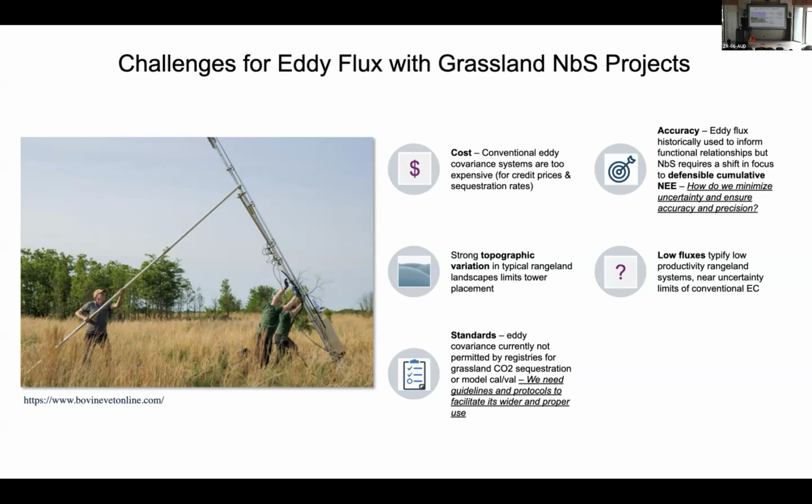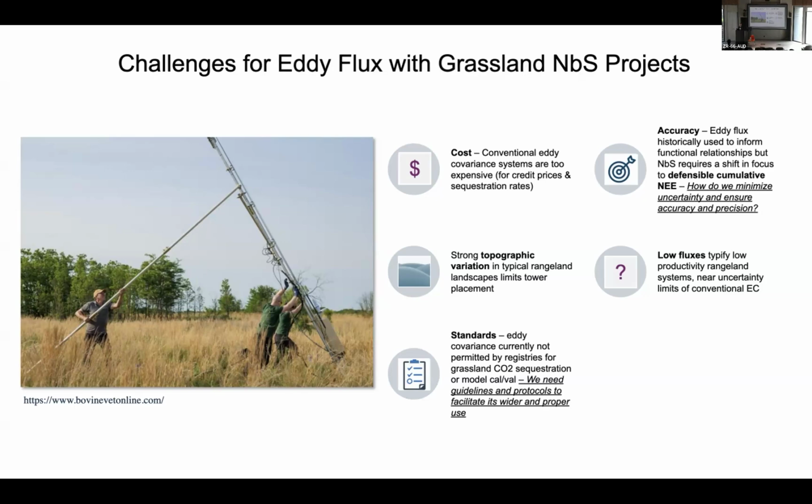Another challenge with the type of projects that we're doing is that rangelands typically are dry land, low productivity systems, which, because of their low fluxes, are generally going to be near the detection limit of conventional eddy covariance. And so that's really putting these low-cost systems to the test when it comes to resolving changes from year to year in, say, an annual CO2 budget.